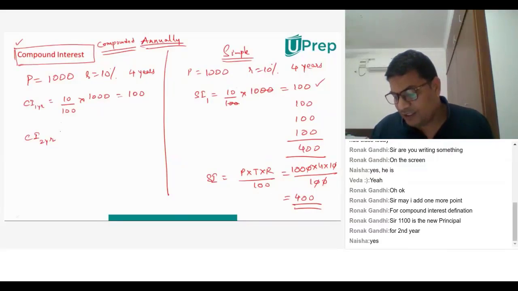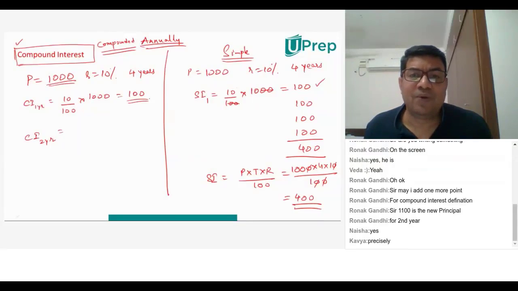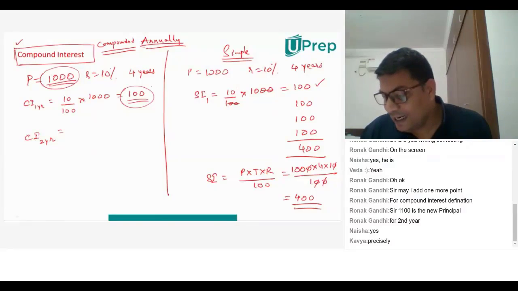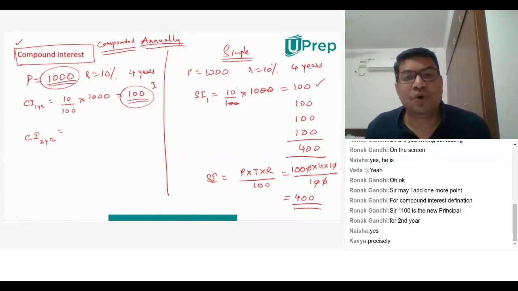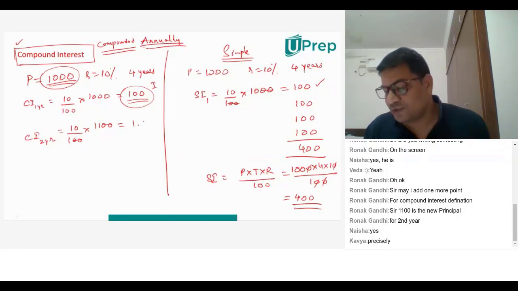Now what happens in year 2 is, your principal was 1,000 rupees. At the end of year 1, your interest earned is 100 rupees. So your new principal amount at the end of the first year will become 1,100. This interest adds up to the principal. So now you calculate 10%, which is 10 by 100 times, instead of 1,000 rupees, you calculate it for 1,100 rupees. So 10 by 100 of 1,100, these two zeros get cancelled. You actually earn 110 rupees.